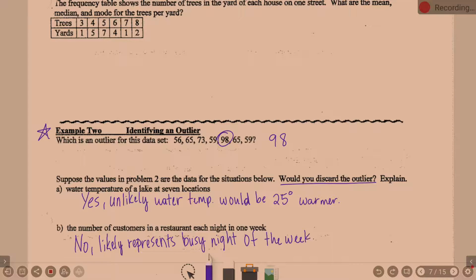And who knows, maybe their busy night is Wednesday night because they have some real good sale or they have a band in or Karaoke night. Like Wednesday. I was not busy yesterday.